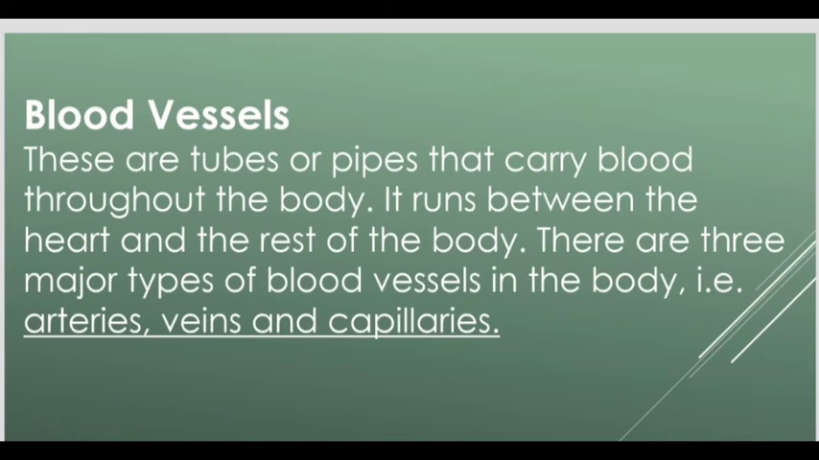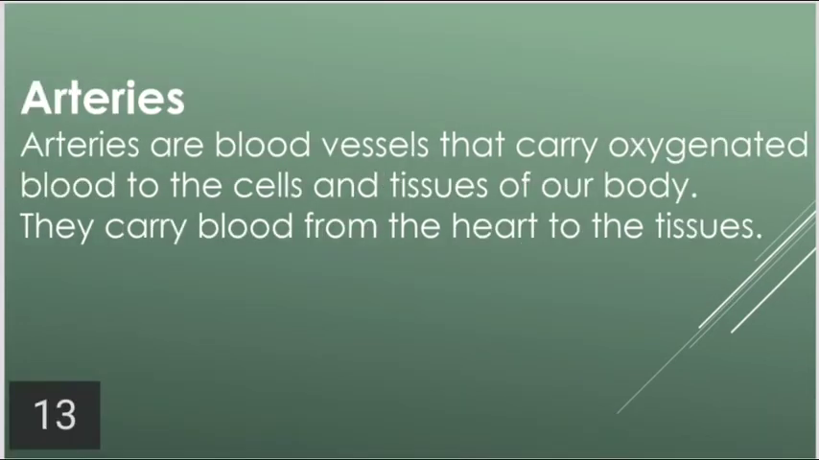Blood vessels: these are tubes or pipes that carry blood throughout the body. They run between the heart and the rest of the body. There are three major types of blood vessels in the body: arteries, veins and capillaries. Arteries are blood vessels that carry oxygenated blood to the cells and tissues of our body. They carry blood from the heart to the tissues.